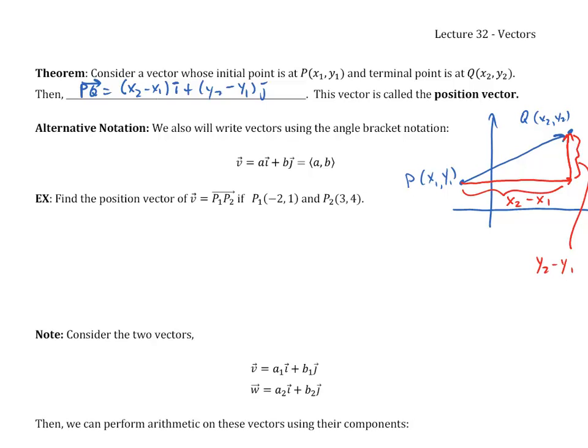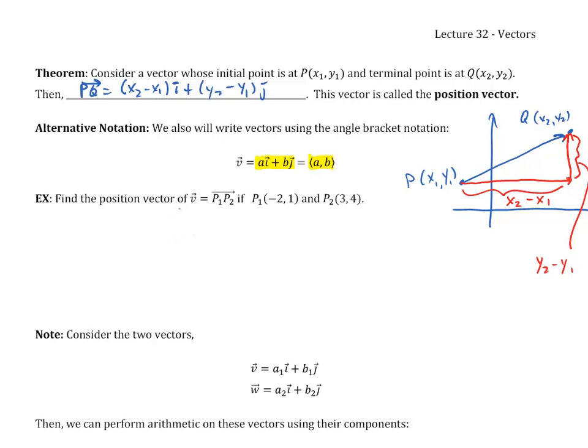Now there's a couple of different ways we can write vectors going forward. We can write it in the notation we've been using, ai plus bj. We can also write it using this angle bracket notation, just so that you can tell the difference between it and the point notation, the ordered pair. Let's just look at a couple of examples just to make sure we understand these concepts.